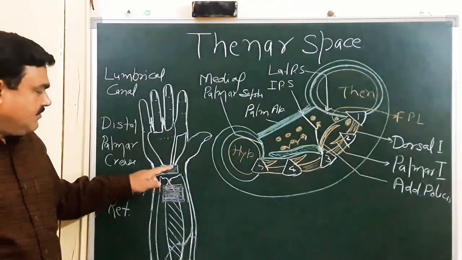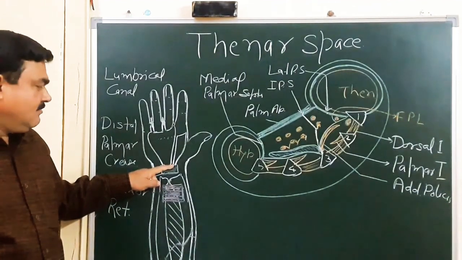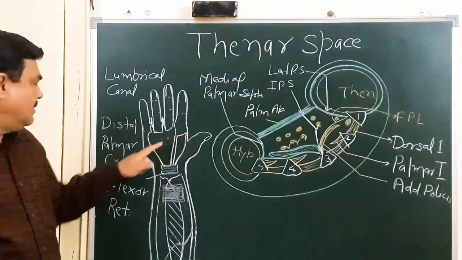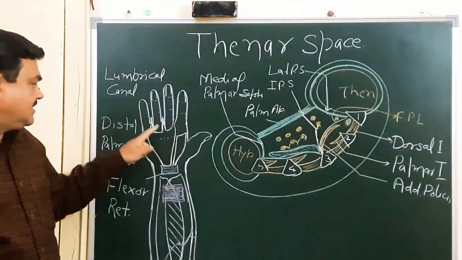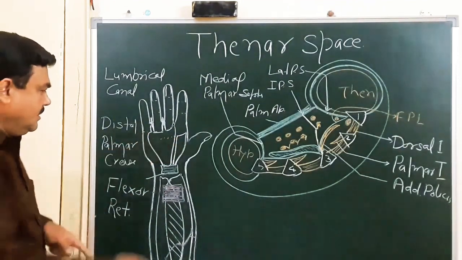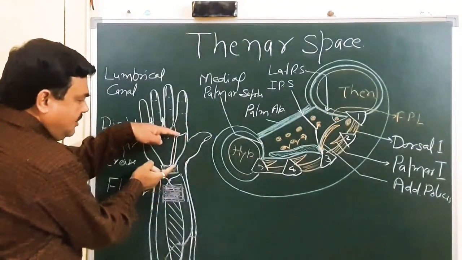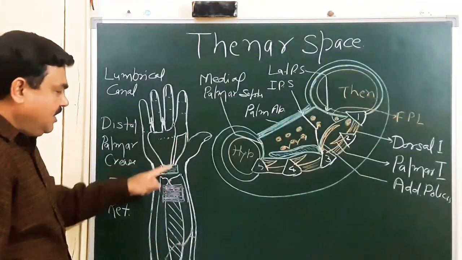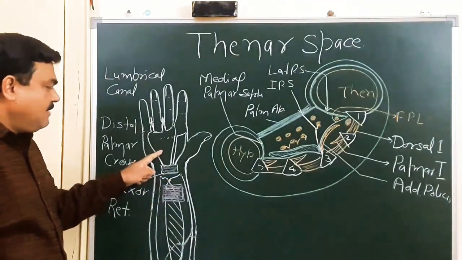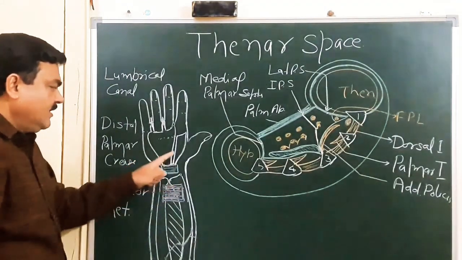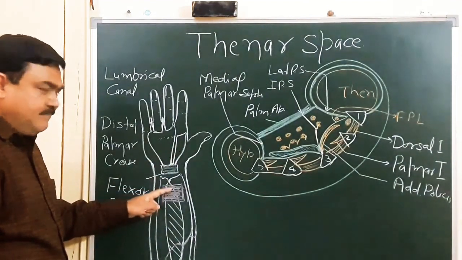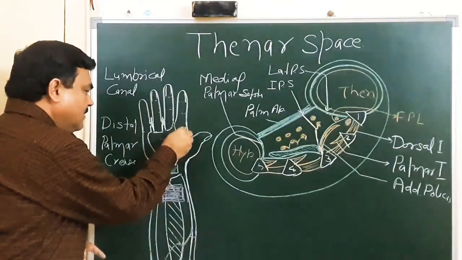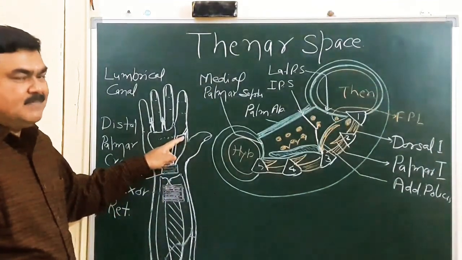Its extension is proximally up to the distal margin of flexor retinaculum, distally up to the proximal palmar crease. This is the proximal palmar crease, this is the distal palmar crease. This is the thenar space. This thenar space may communicate with the midpalmar space, and it may communicate with the space of Parona proximally, and distally it may communicate with the first lumbrical canal.